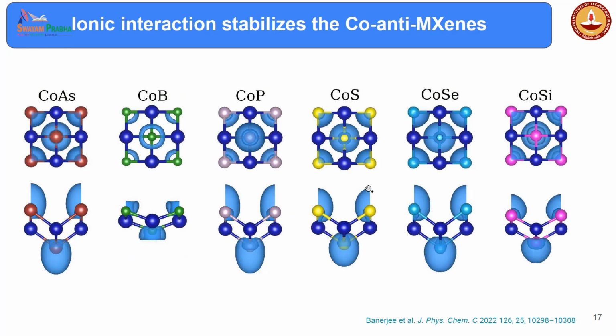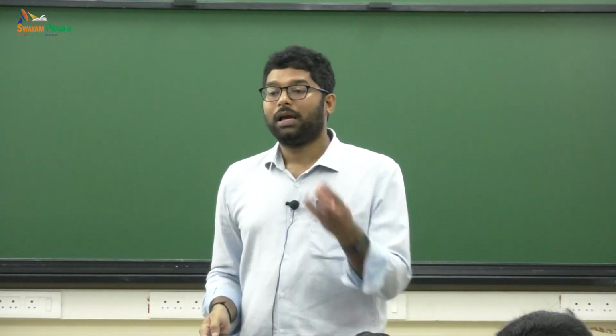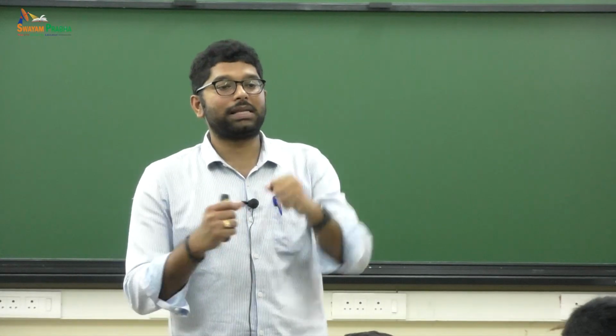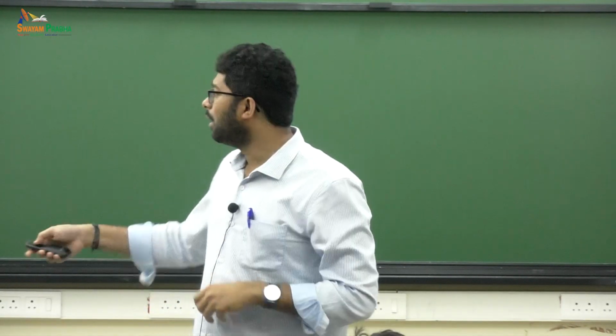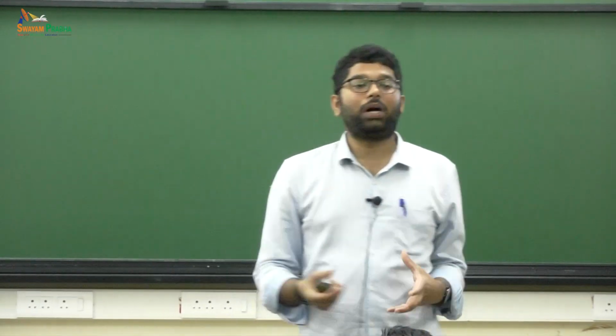These are some of what are known as the electron localization function plots. From this you can clearly see, as I said, that the blue color atoms correspond to the cobalt atoms, that is the metal atom, and the other atoms are the non-metal atoms. You can clearly see that the electron density is majorly localized on the non-metal atoms. What does that suggest? That means electrons are majorly there. This is an ionic type of interaction happening between the anion and the cation. Here it is the non-metal and the metal atom, and that is what is stabilizing these systems.